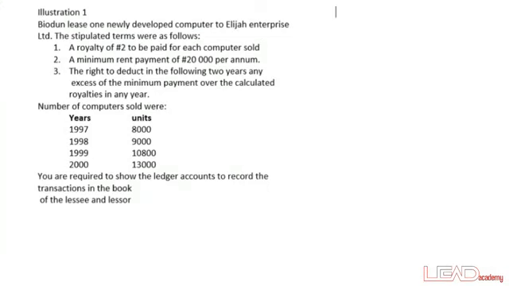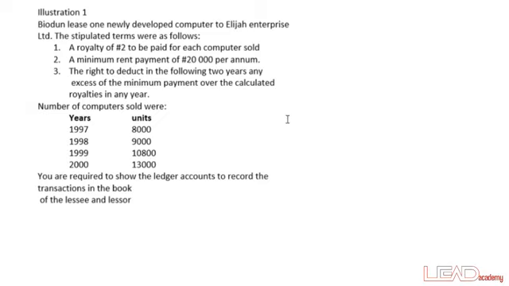Let's solve an example on royalty accounts. It said Beyondu leased one newly developed computer to a larger enterprise. The stipulated terms were as follows: 2 naira for each computer sold, a minimum rent payment of 20,000 naira, then the right to deduct any excess of minimum payment over the calculated royalty in any year.